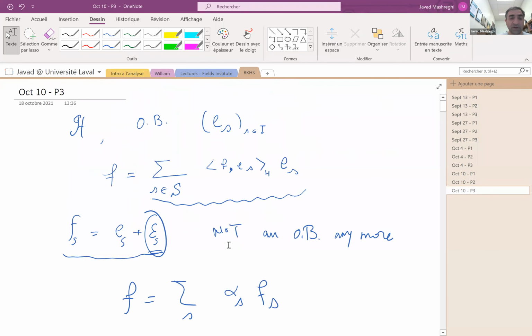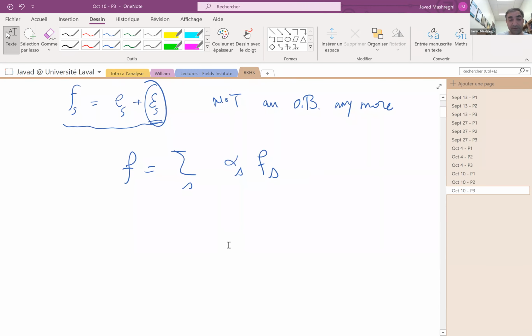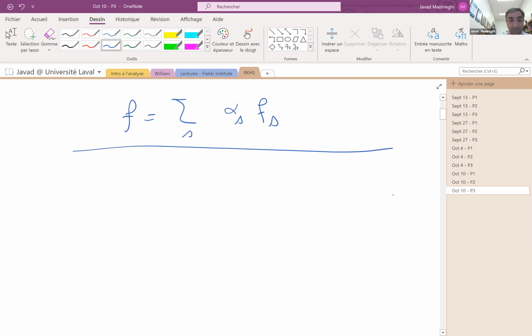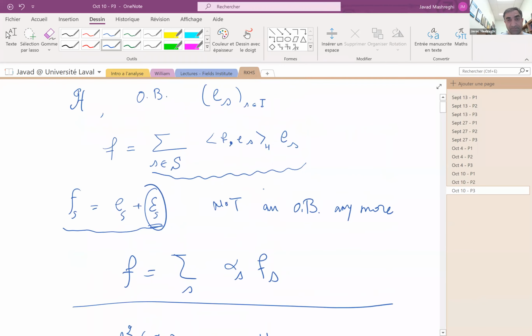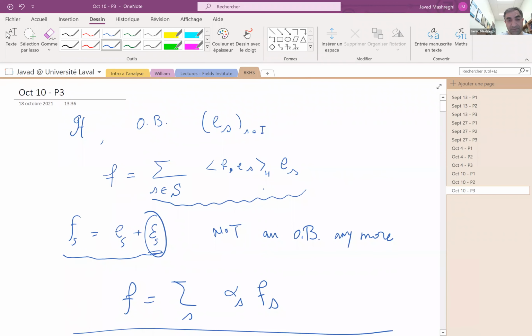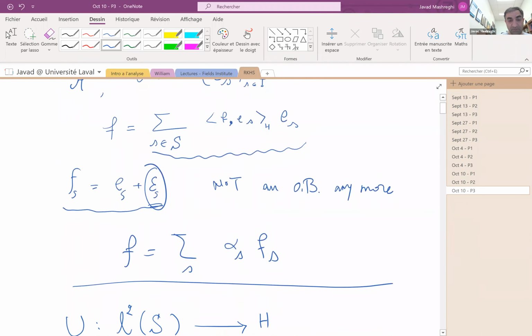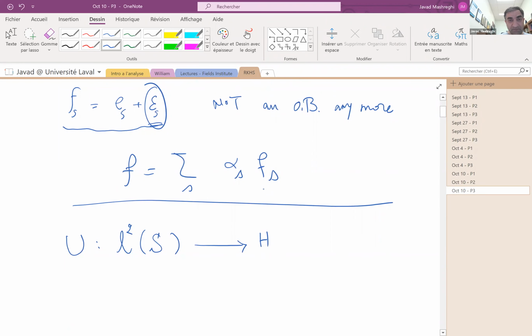Let's start indeed with an orthonormal basis. You have seen the original definition. They are normalized, orthogonal to each other, and span the space. Here is another way to do it. There is a mapping U from L2 of S to H. And I would like to use e_s for the elements of L2.